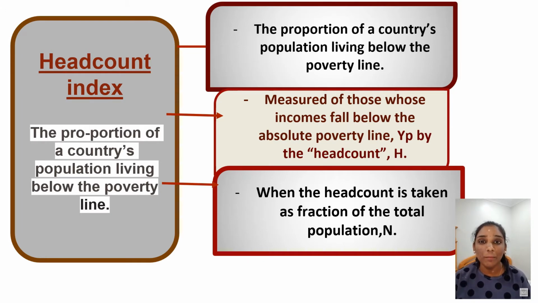Headcount index is the proportion of a country's population living below the poverty line. When the headcount is taken as a fraction of the total population, which is N, we define the headcount index as H over N. The poverty line is set at a level that remains constant in real terms, so that we can chart our progress on an absolute level over time. The idea is to set this level at a standard below which we will consider a person to live in absolute human misery, such that the person's health is in jeopardy.